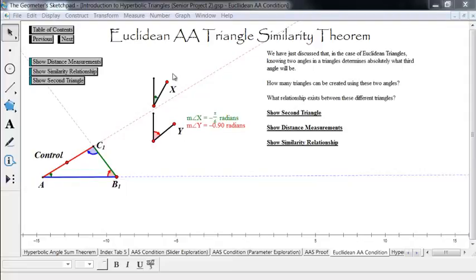Now we're going to look at the angle conditions. And this is where we really part ways for Euclidean and hyperbolic geometry. If you notice, so far, the side angle side postulate is actually valid in Euclidean, spherical, and hyperbolic geometry.